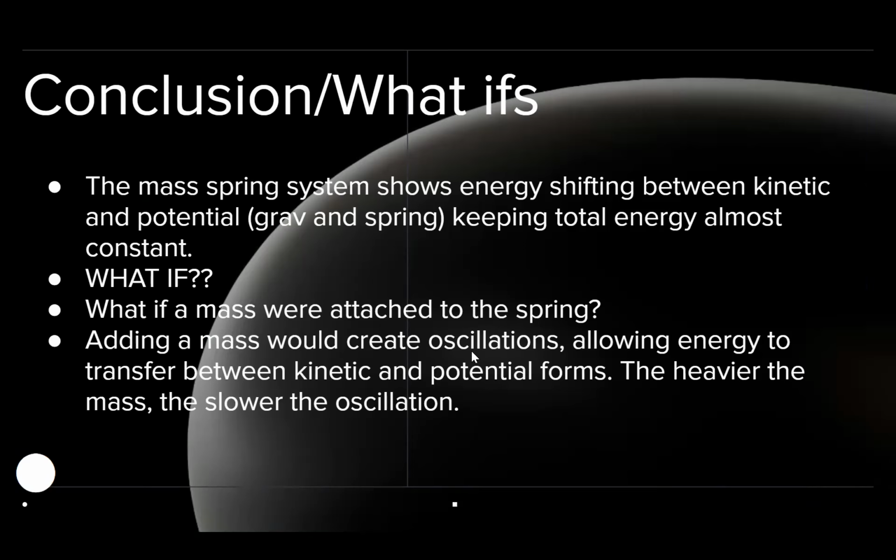And then lastly, a what if: what if there was a bigger, like an actual mass cube or something attached to the spring? If we were to add that mass, it would create oscillations if we were to just pull the spring down and up. In this video, the guy was pulling it left to right, like he started it as a pendulum, but if he were to add the mass on the bottom and then pull the string down with that mass, it would have created oscillations, allowing energy to transfer between kinetic and potential forms. And then the heavier the mass, the slower the oscillation would have been.